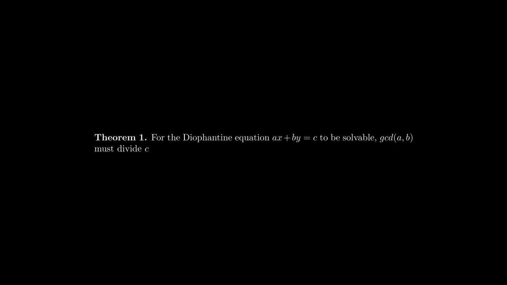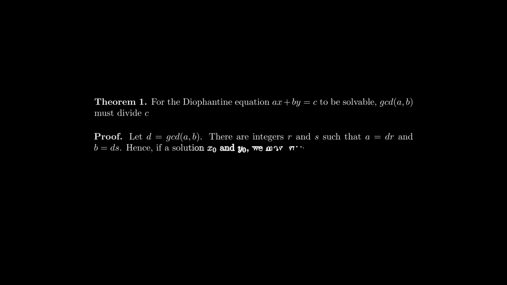There are two theorems that will help us a lot in answering these questions. Well, our first theorem: for a linear Diophantine equation ax plus by equals c to be solvable, it is necessary that the greatest common divisor of a and b divides c. The proof is very straightforward. Let d be the GCD of a and b. We know that there are integers r and s such that a equals dr and b equals ds. Therefore, if a solution x0 and y0 exists, we may write, from which we arrive at the conclusion that d must divide c.